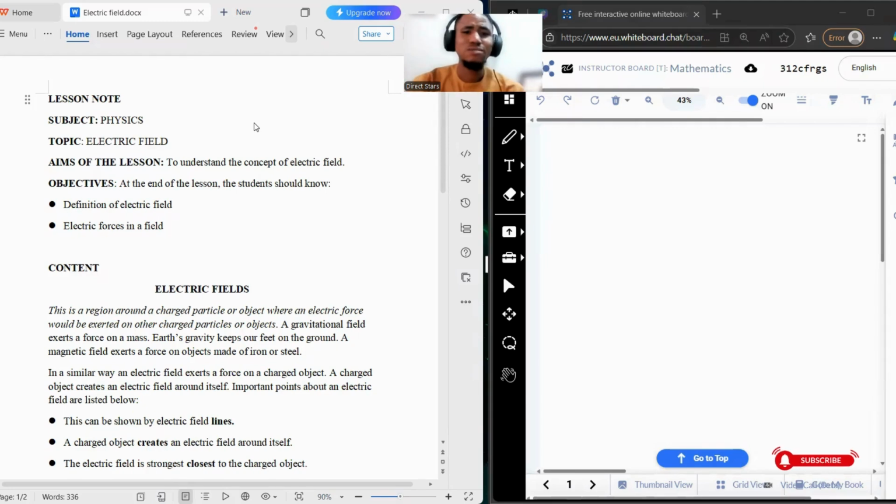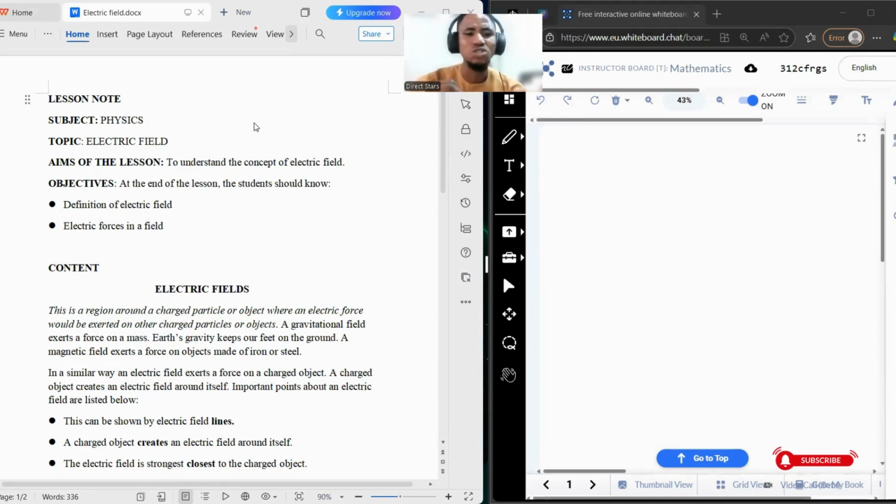Electric field can be defined as the region around a charged particle or object where an electric force would be exerted on other charged particles or objects. A gravitational field exerts a force on a mass. That's gravitational pull to the earth, and this earth gravity keeps our feet on the ground. The same phenomenon happens in a magnetic field, which exerts a force on objects made of iron or steel. A similar thing happens in an electric field because it exerts force in the region of a charged object.